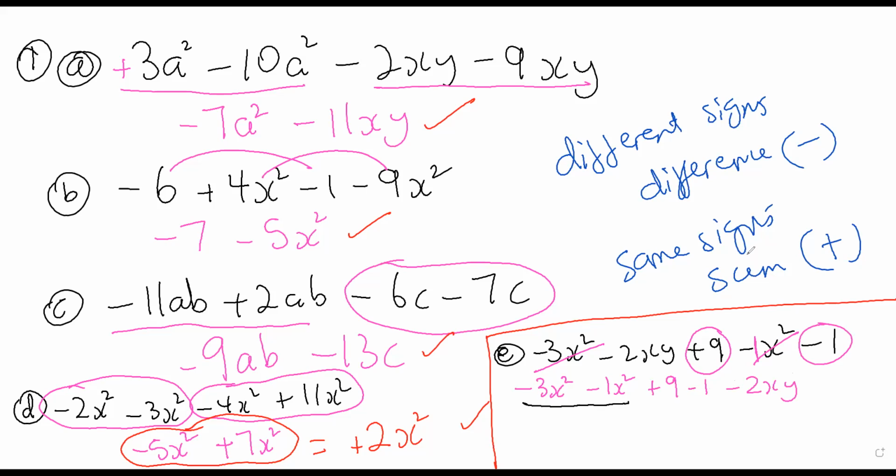I see same signs here, so we're going to sum. So 3 plus 1, because we know the 1 was understood here. 3 plus 1 is 4, so this is minus 4x squared, right? Next one, I see different signs, because the 9 is carrying a positive, the 1 carrying a negative. Different signs, we find the difference, which is 9 take away 1 is 8. Keep the sign of the bigger one, right? And the minus 2xy, we just bring it back in the answer, right? Because these are unlike terms, you cannot simplify unlike terms, you leave them as is.